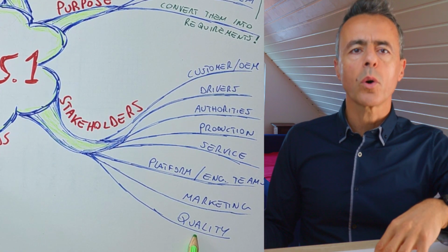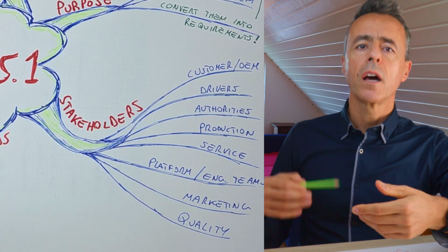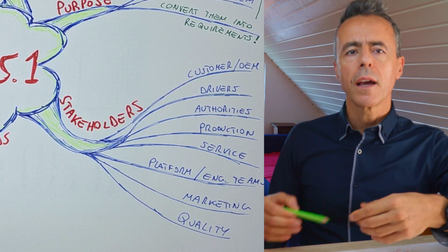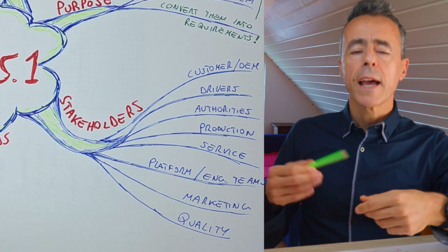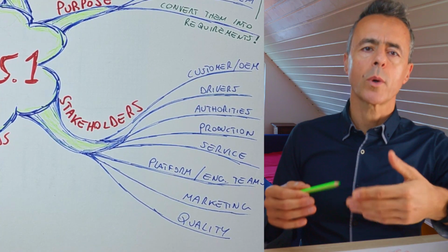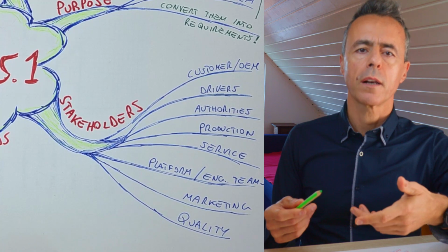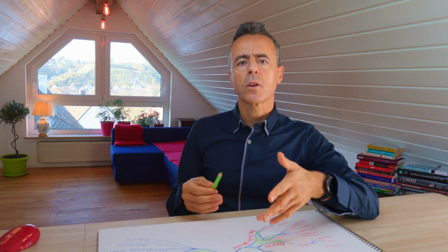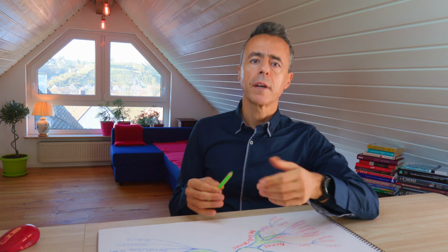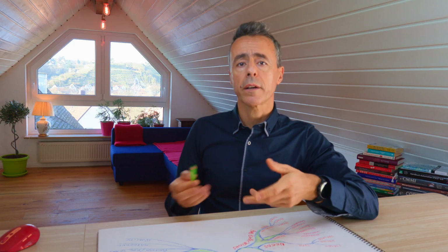Then of course we have quality. Quality requirements such as performance, safety, reliability or maintainability define how well the system must perform its functions. They are directly linked to the ISO 25010 quality model, which we discussed in a previous video. You can find the link in the description below. Each of these stakeholders brings a different perspective, and missing even one group can mean missing critical requirements.